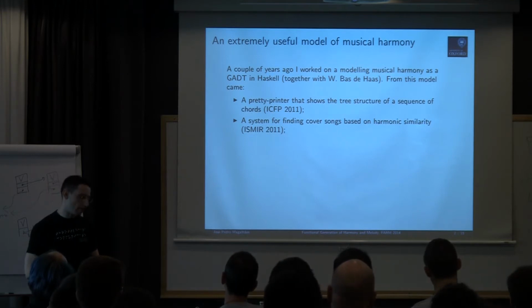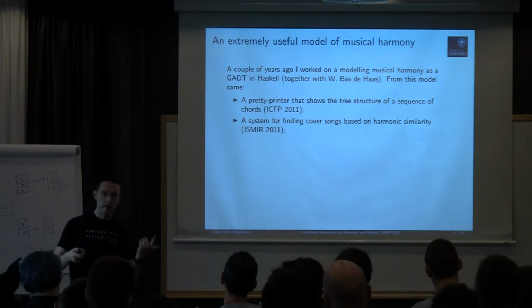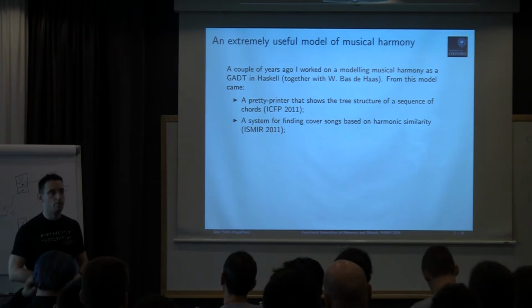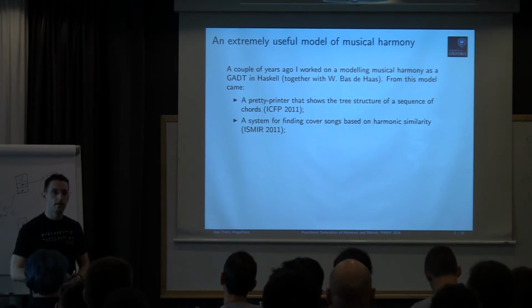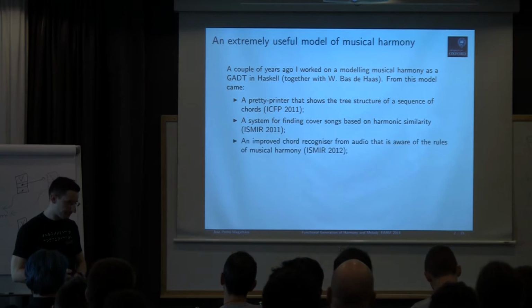Then, using this model, we also developed a system for finding cover songs based on harmonic similarity. So if you have a song that's a cover of another one, they might change the melody, the instrumentation, the rhythm, speed, etc. But the harmony often, or almost always, stays nearly unchanged. So if you want to find cover songs, looking for harmonic similarity is a good thing. We talked about this at ISMIR 2011.